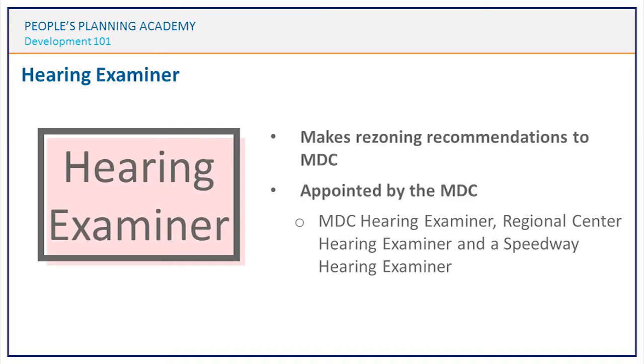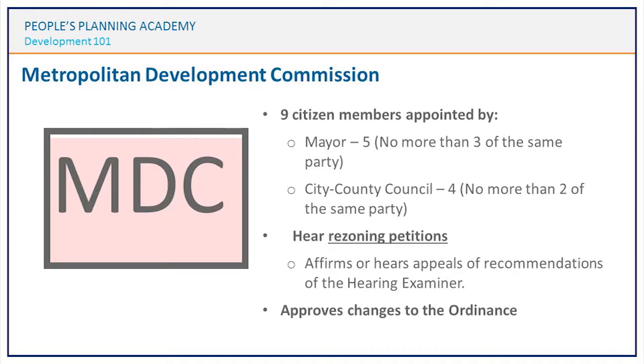Next, the hearing examiner makes recommendations, as I mentioned, to the MDC to either approve or deny rezonings. The hearing examiner is appointed by the MDC. Speedway and the Regional Center have special hearing examiners. The Metropolitan Development Commission is comprised of a bipartisan group of 9 citizen members. 5 are appointed by the mayor, and no more than 3 of the same political party can be appointed. The other 4 are appointed by the City County Council, and no more than 2 of those can be of the same political party.